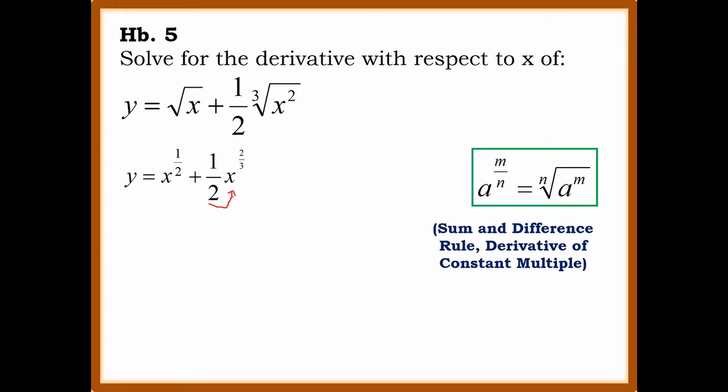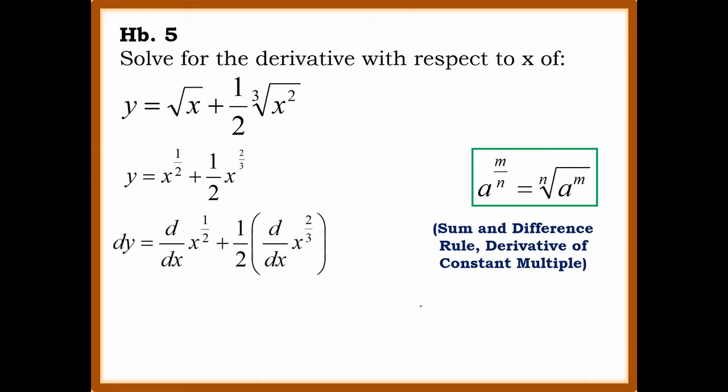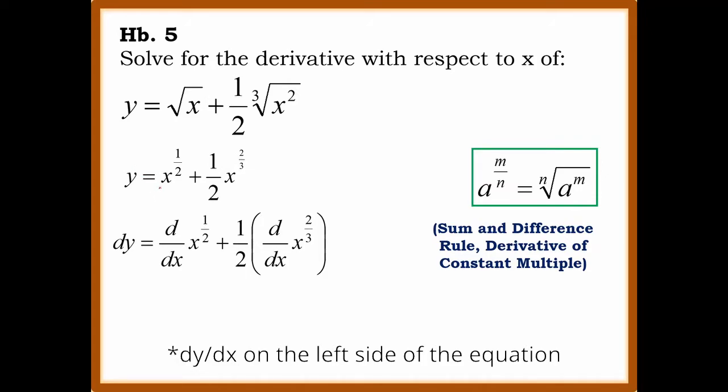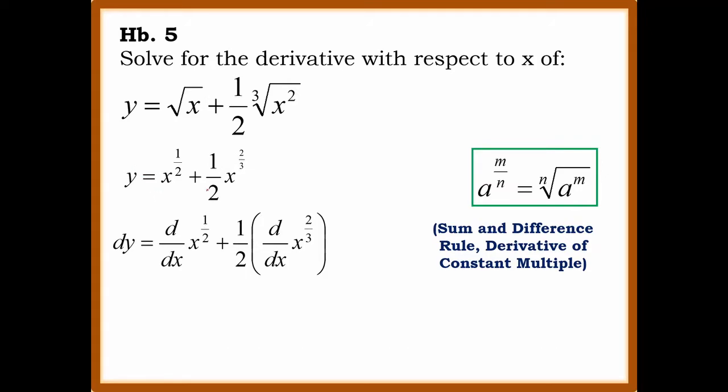Ang gagawin natin, ilalabas na natin yung 1/2. We will be applying two rules simultaneously. It will result to this. Ang nangyari, derivative ni x raised to 1/2, and then si 1/2, nilabas na natin, and then natira sa loob is si x raised to 2/3. And then retained yung operation natin na addition.